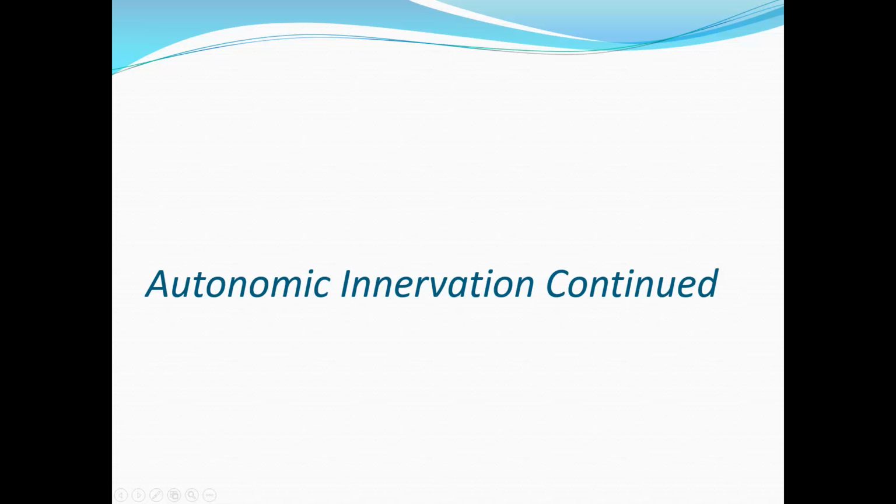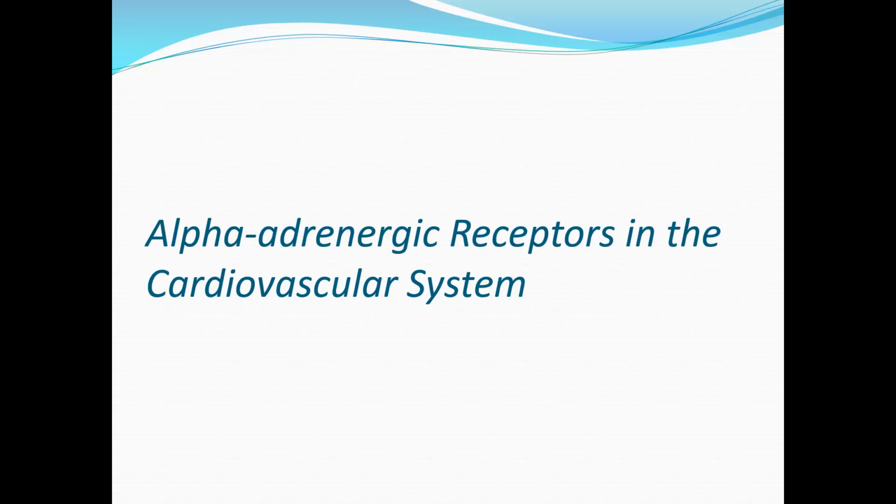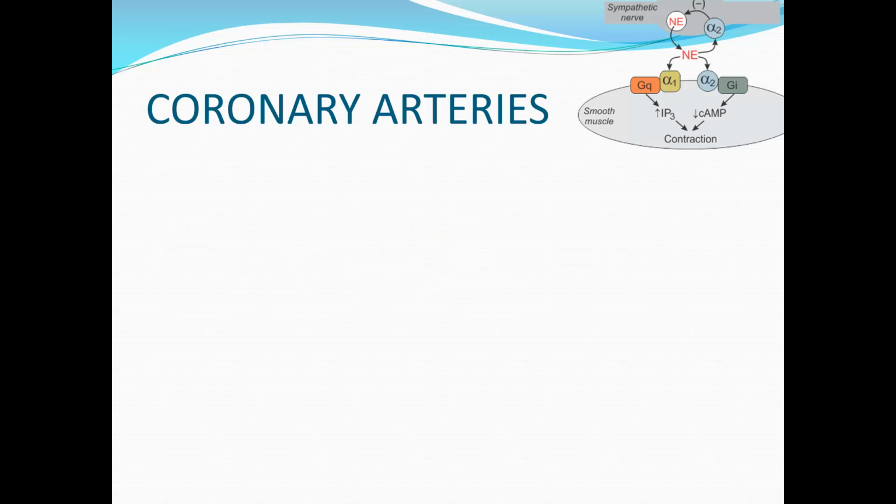So in the last video we talked about autonomic innervation when it came to the beta receptor. So we're going to talk about the other receptors. We're going to start by talking about the alpha receptors in the cardiovascular system and of course coronary arteries. Postsynaptic receptors can be alpha 1 and alpha 2.